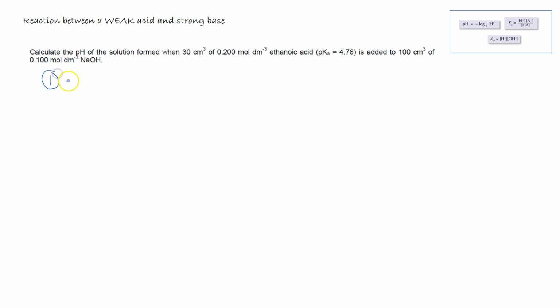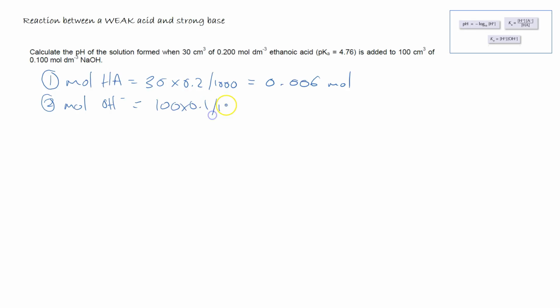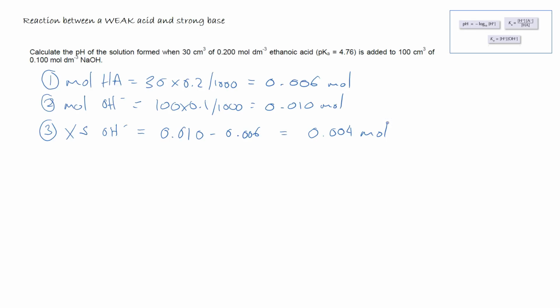So once again, we simply do the moles of HA, which is equal to the volume times the concentration divided by 1000, and that gives us 0.006 mole of HA. We do the moles of OH minus added, which in this case is 100 times 0.1 divided by 1000. This is giving us a value of 0.010 mole. And then we're looking here to work out what's in excess, and in step 3 we see we've got excess OH minus, and that's equal to 0.01 minus 0.006, giving us an excess of 0.004 mole of OH minus.